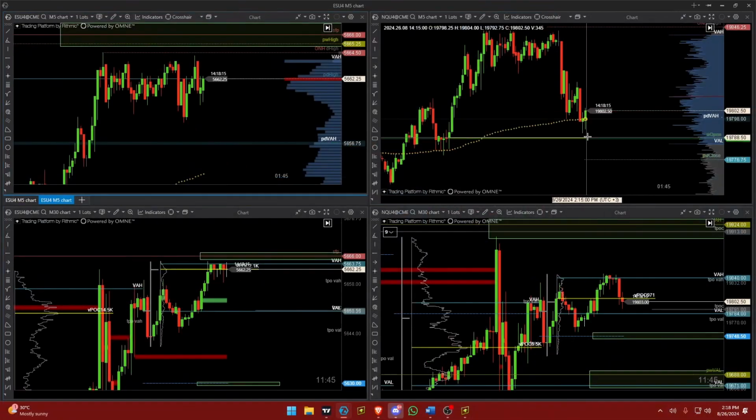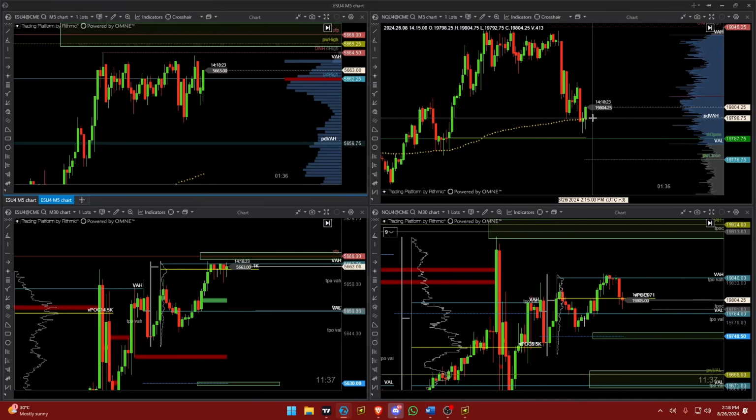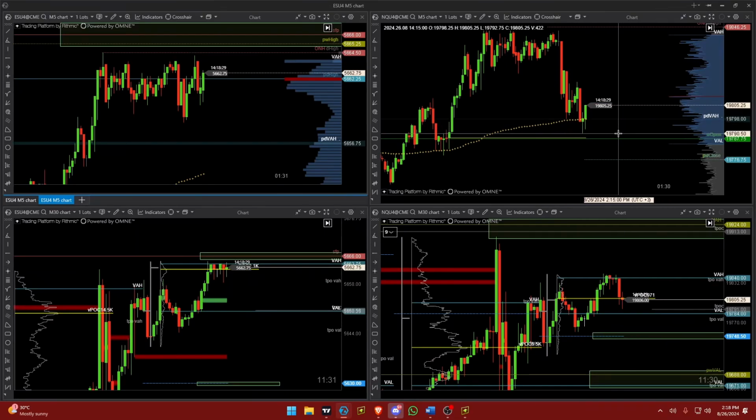So let me say this again. Had we taken the lows of this 5-minute candle, I would have been out of the trade because my trading idea would have been invalidated. So that's why I waited for the candle close of this 5-minute candle that we're seeing right now. And yeah, just being patient here.